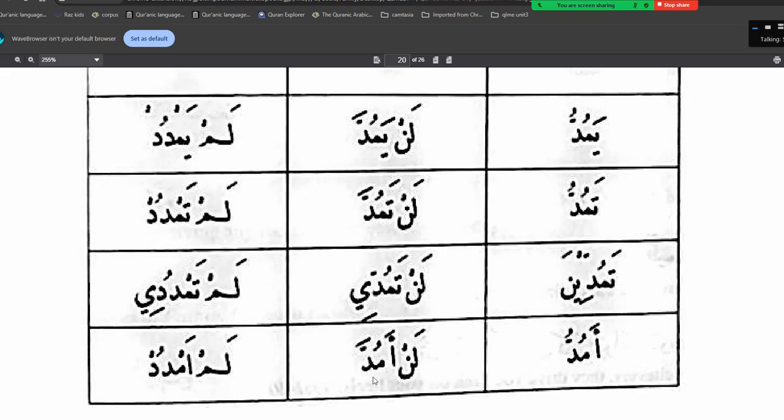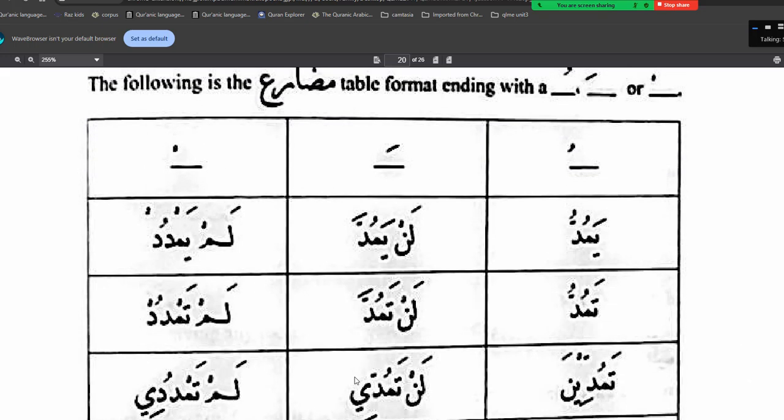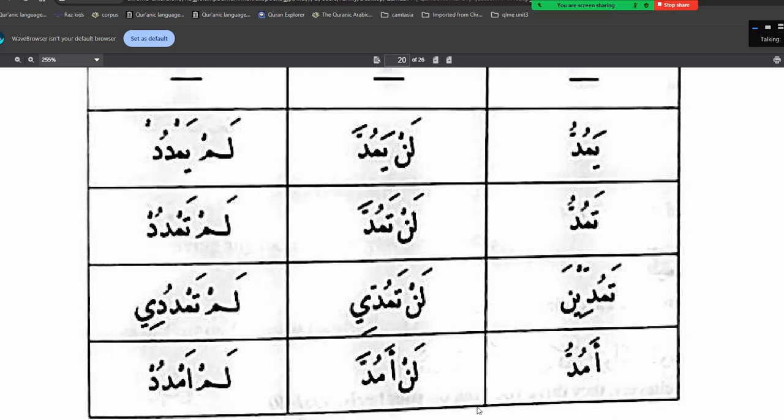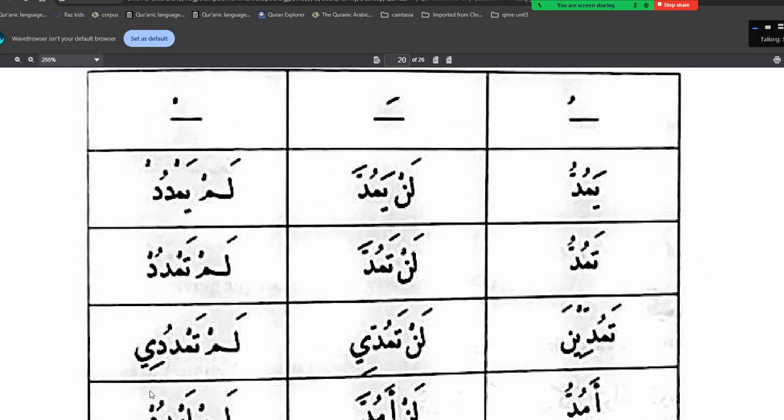Amuddu becomes lan amudda. And for huruf jazima, two letters next to each other, right? So you have a shadda. But when it becomes jazim, then the two dals get separated. So it becomes lam yamdud. Yamuddu becomes lam yamdud. Tamuddu becomes lam tamdud. Tamuddina becomes lam tamdudi. The noon drops, tamuddina becomes lam tamdudi. Amuddu becomes lam amdud. Okay, so this is the nasiba and jazima.